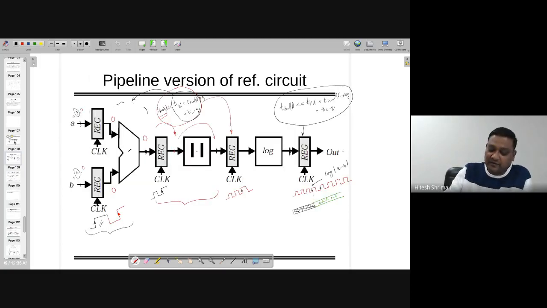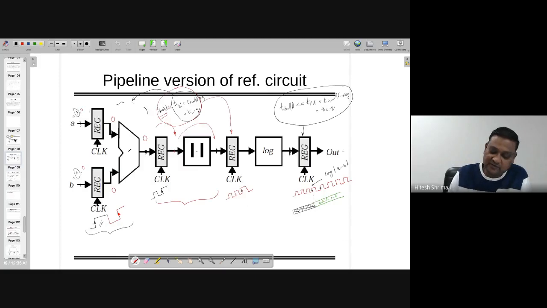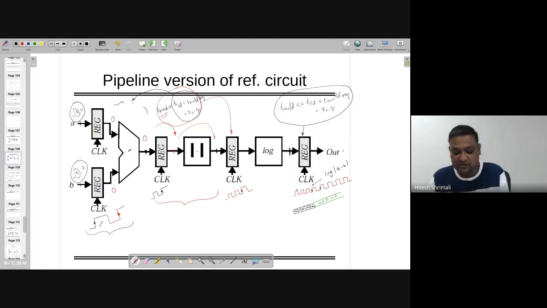The same thing we can apply to many other things which we have studied previously. By the way, the same concept is also used in designing pipeline ADC. If you are interested to know about pipeline ADC, you can go to my lecture on mixed signal VLSI design, where this is not data working on the digital side, but the input is analog and output is digital. All these registers are going to give you data which is in 1 and 0.